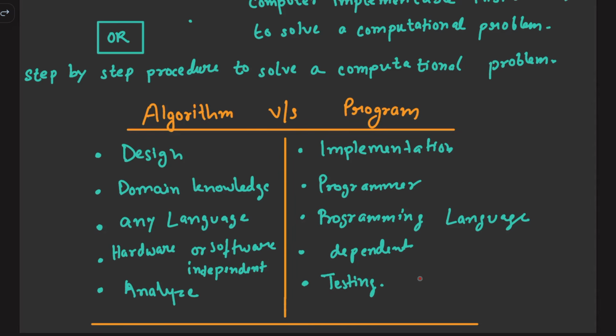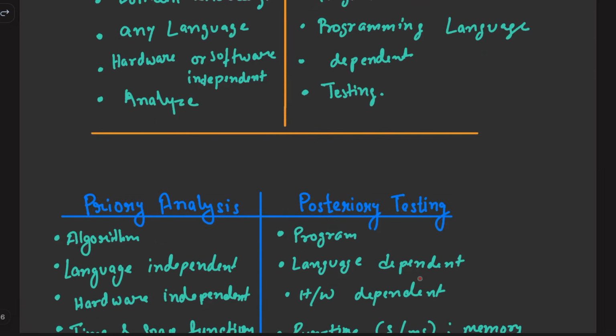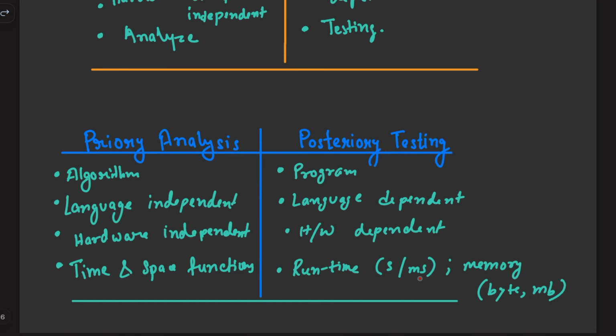So the next topic we have is a priori analysis and a posteriori analysis or testing, which are the two ways to analyze an algorithm. Or we can say a priori analysis is the way to analyze an algorithm, and a posteriori testing is a way to test the program after its execution. So here we analyze an algorithm before executing the program, whereas this is tested after the program is executed.